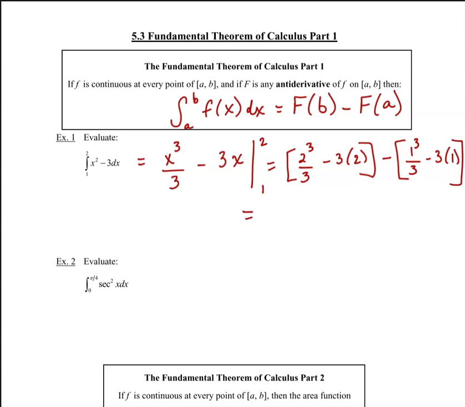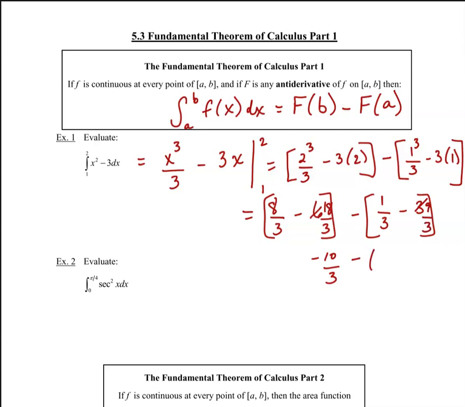And then let's see what that gives me. 2 to the third, of course, is 8. So I have 8 thirds minus 6, and then minus 1/3 minus 3. So I'm going to get a common denominator. 6 is, of course, 18 over 3. So 8 thirds minus 18 thirds gives me negative 10 thirds. And then minus over here, 3 would be 9 over 3. So 1/3 minus 9 thirds would give me negative 8 thirds. So that becomes negative 10 thirds plus 8 thirds, which gives me negative 2 thirds. Let me write my final answer up here.